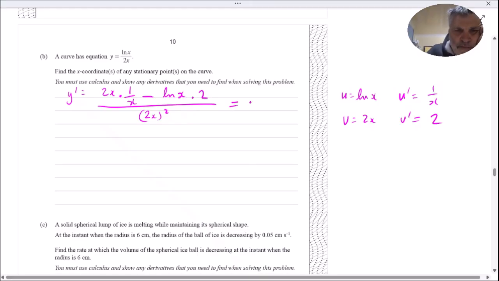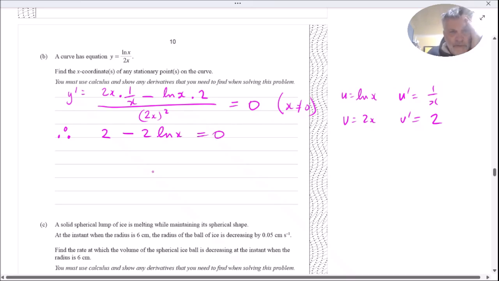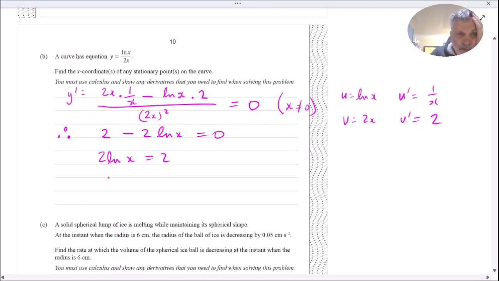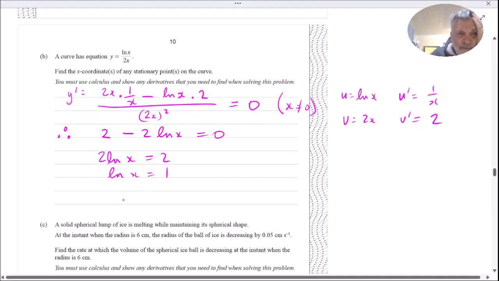We want this to be 0 for a stationary point. We can't have the denominator 0, so we probably should note that x is not equal to 0. That means that the numerator has to be 0, so 2x times 1 over x is just 2 minus 2 log x has to be 0. So 2 log x has to equal 2, log x has to equal 1.